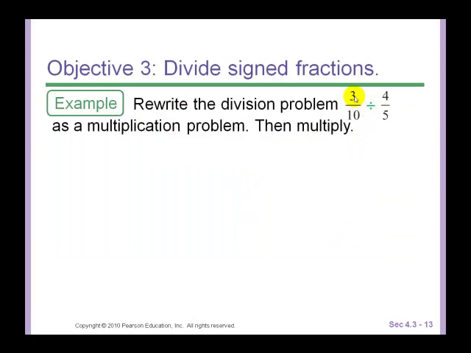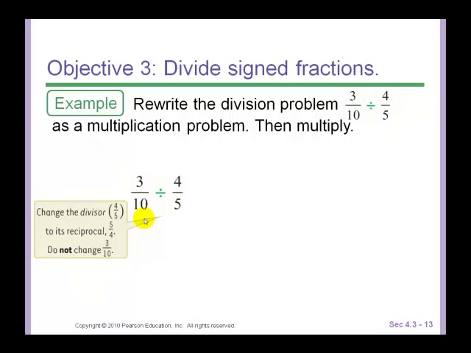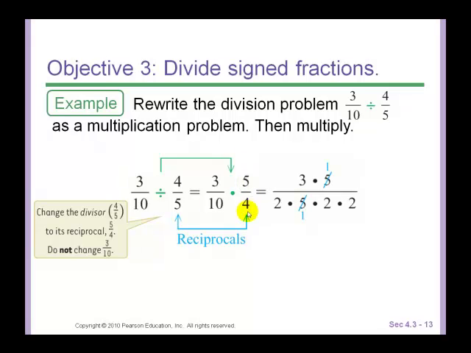Our example, divide 3/10 divided by 4/5. We are going to rewrite 4/5 with its reciprocal 5/4 and rewrite the division as a multiplication. Notice the 3/10 did not change. You could just multiply across. You'd have 15 over 40, but we want to simplify, so instead we will break this down, and we get 3/8 as our final answer.